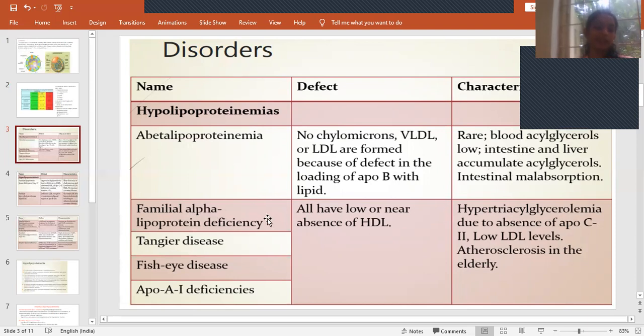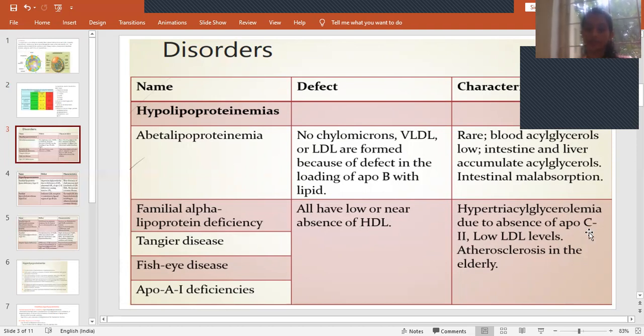And then familial alpha lipoprotein deficiency. The name itself indicates that it's a genetic disorder, familial means genetic. There is a defect in alpha lipoprotein, so patients have low or near absence of HDL. Those who have this deficiency will have low HDL levels. Usually HDLs are very good for health. So in this condition, there will be very low levels of HDL, or it may be within a low range.